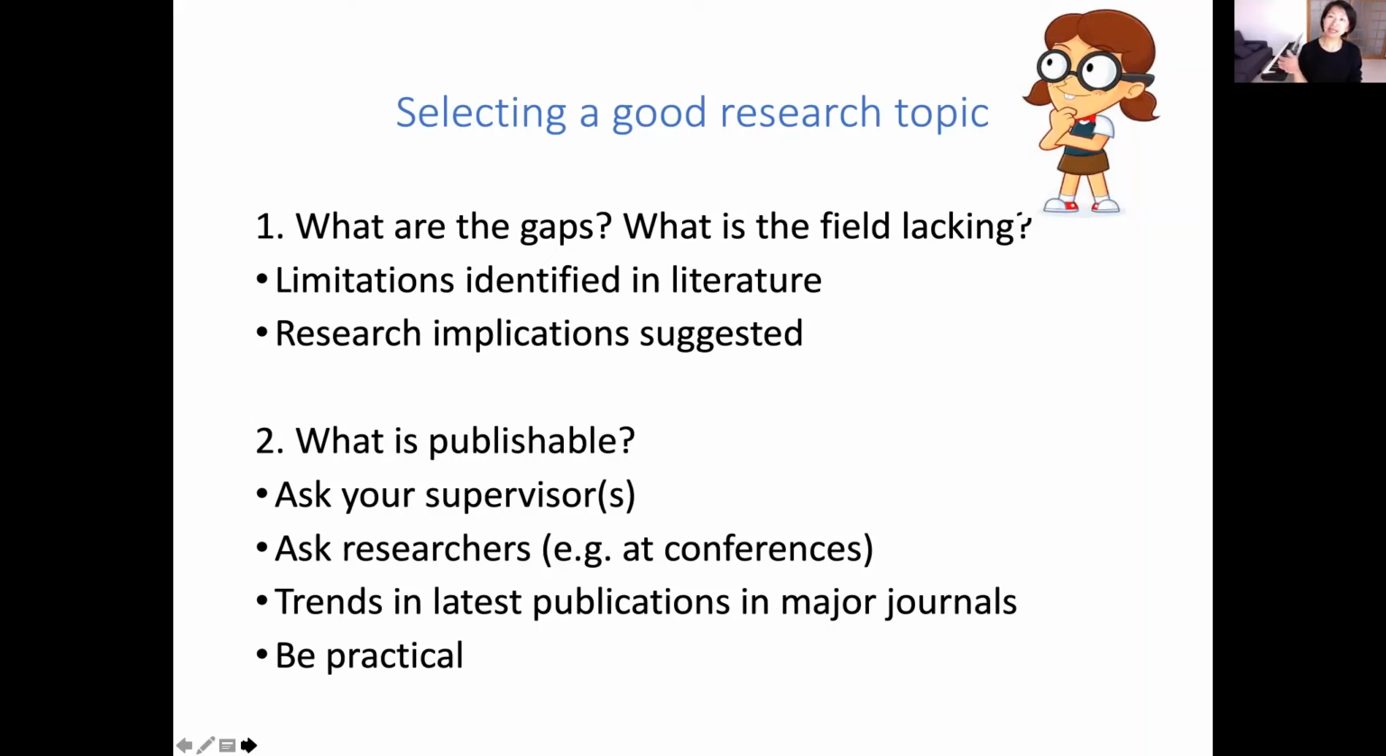If you see that each volume has its own focus, and you read a few volumes of the journal, you kind of know where the trend is going. Okay, and lastly, be practical. Be ambitious, but please don't be too ambitious, otherwise you might never finish.